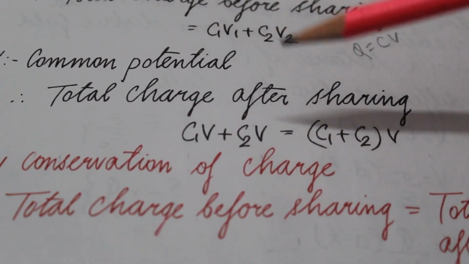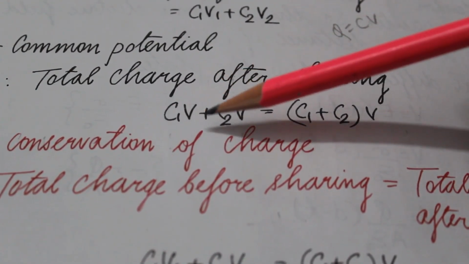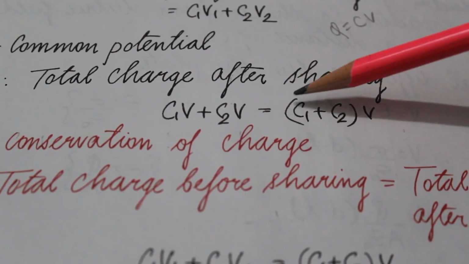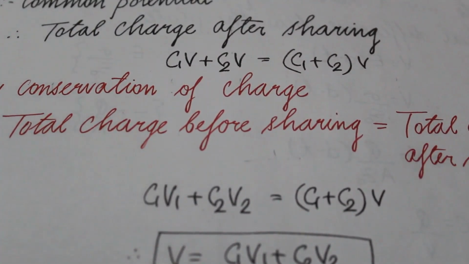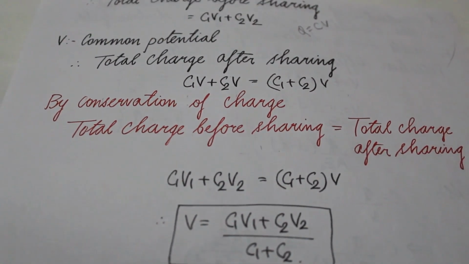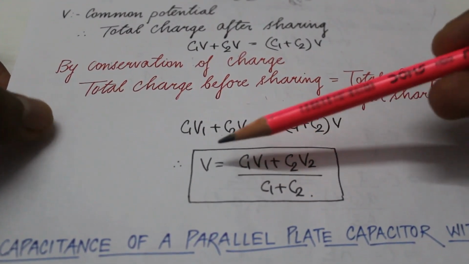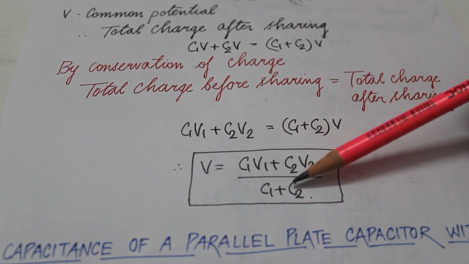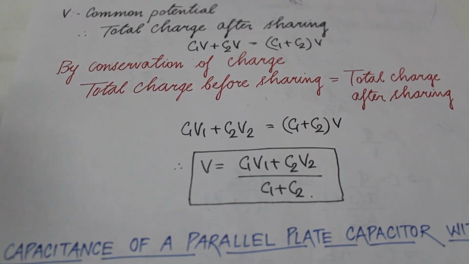So total charge after sharing will be C1V, where V is the common potential, plus C2V, where V is the common potential. We can write this as (C1 plus C2) into V. Now by conservation of charge, total charge before sharing must be equal to total charge after sharing. So we put the values, we get V, that is the common potential, is equal to (C1V1 plus C2V2) upon (C1 plus C2). Using this formula we can find out the common potential.